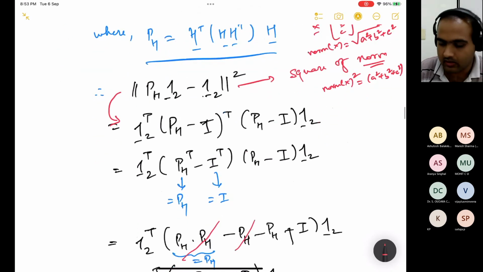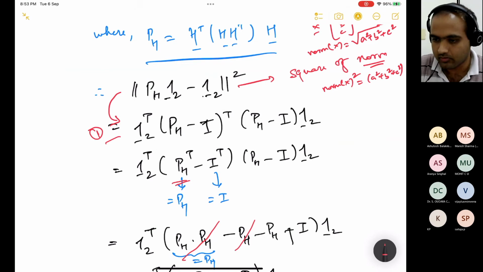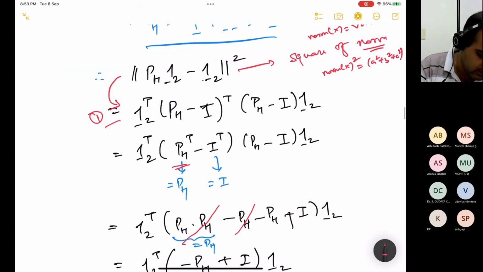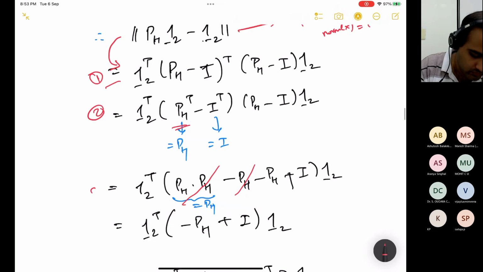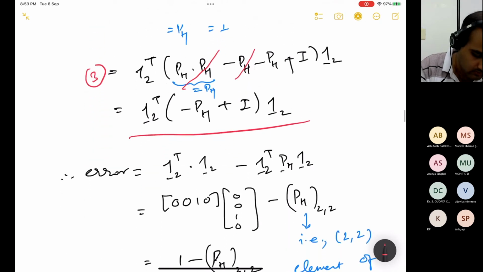Because we are considering matrices here, this can be split as this in step 1, right? And we use the property that PH transpose is basically PH and I transpose is I, that is, the transpose of an identity is the identity itself, in step 2. In step 3, if you solve this completely, we basically get the approximation error.